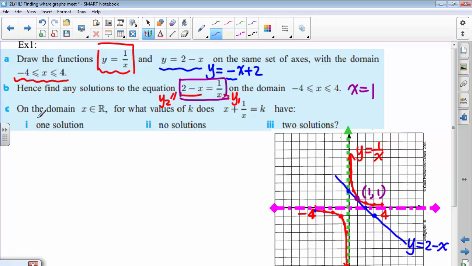Okay, right now, part C, this question is more challenging. We need to look at the domain for all real numbers. So that means this time we need to extend this side and extend this side, and the blue graph can be continued forever.